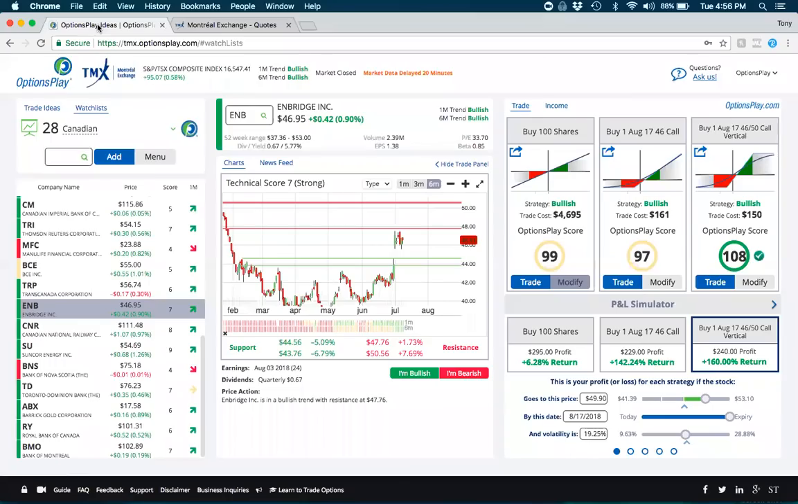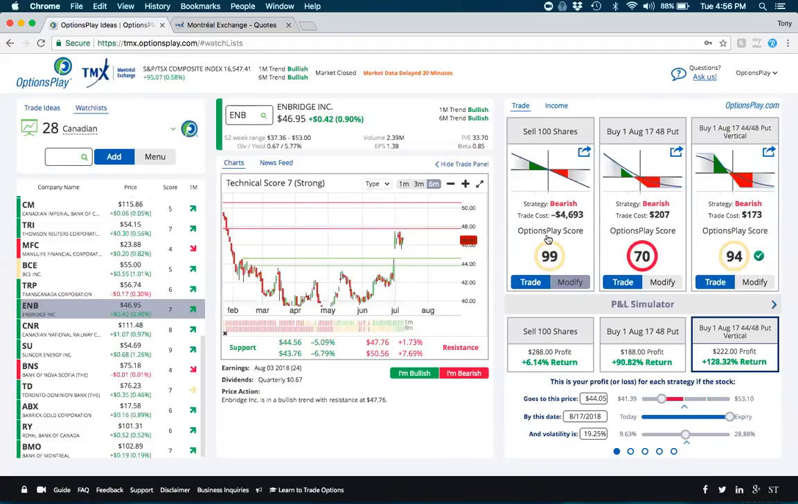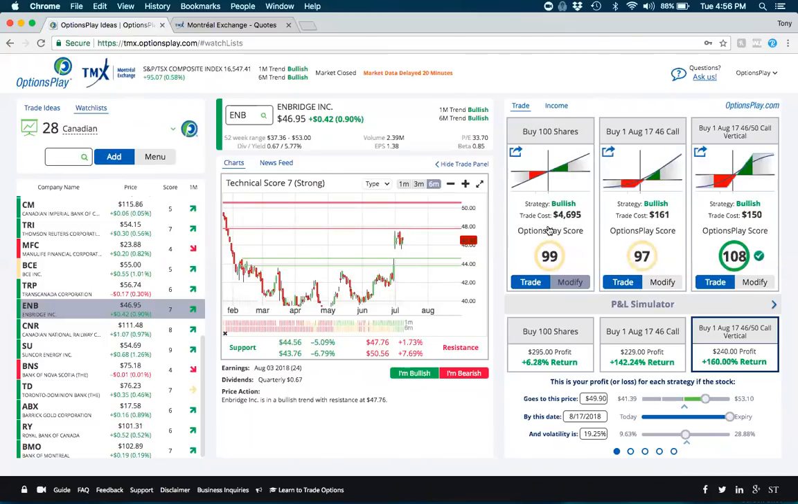So what we wanted to do was create starting points for you that made sense for most people. If you're bullish on Enbridge, you can click on I'm bullish and we'll present to you 3 bullish strategies. Maybe you're bearish on Enbridge, you can click on I'm bearish and we'll present to you 3 bearish strategies. So you can short the stock, buy a put, or a put spread. And if you're bullish, we'll show you buying the stock, buying a call, and buying a call spread.